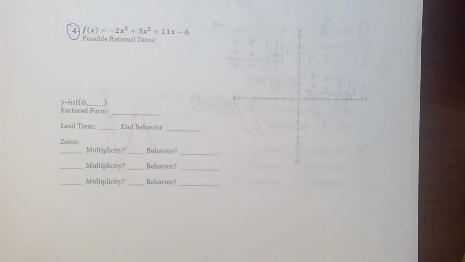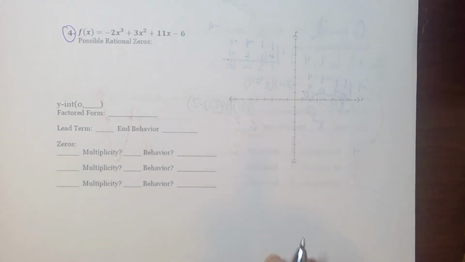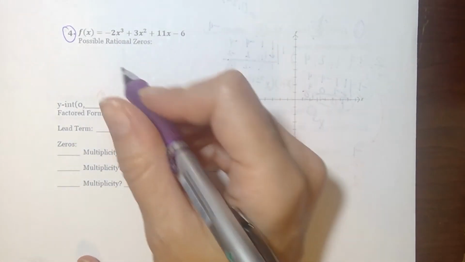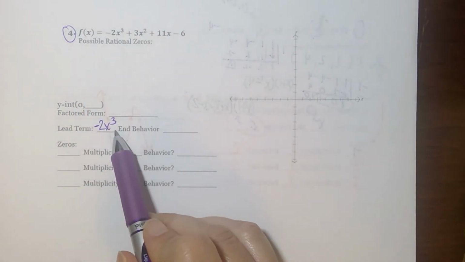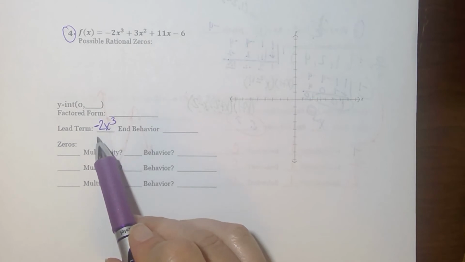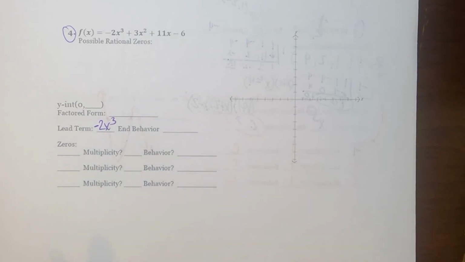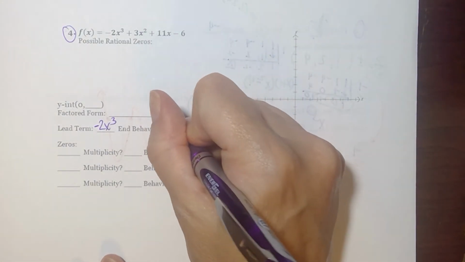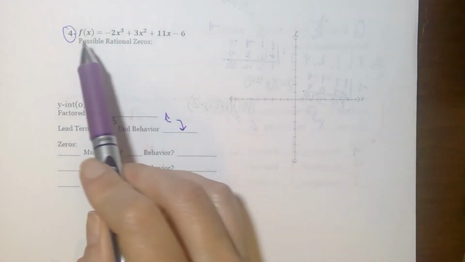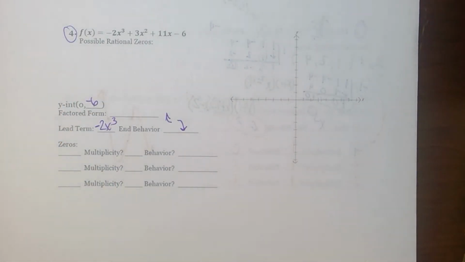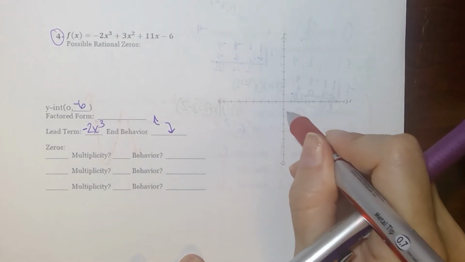Number 4. We have the function f of x with a leading term of negative 2x cubed. Still odd exponent, so still one end up, one end down, but this time we have a negative coefficient. So overall, it is a decreasing function. So I'm starting high and I'm finishing low. It's not factored yet. My y-intercept, if I plug in 0 for x, would be negative 6. So I can go ahead and think about getting that on my graph.